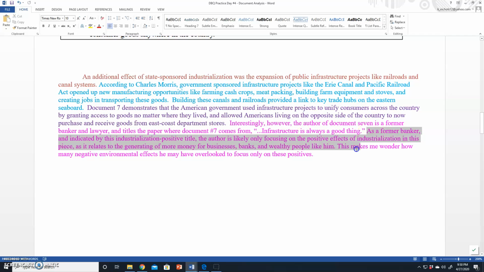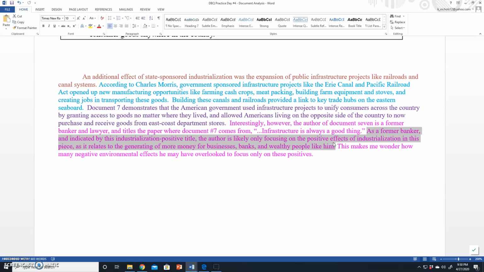Okay. Next, my next sentence: "As a former banker and indicated by this industrialization positive title, the author is likely only focusing on the positive effects of industrialization in this piece as it relates to the generating of more money for businesses, banks, and wealthy people like him." Now that I've pointed out point of view, I have to say, okay, well, what's he benefited? How is he benefiting from this?